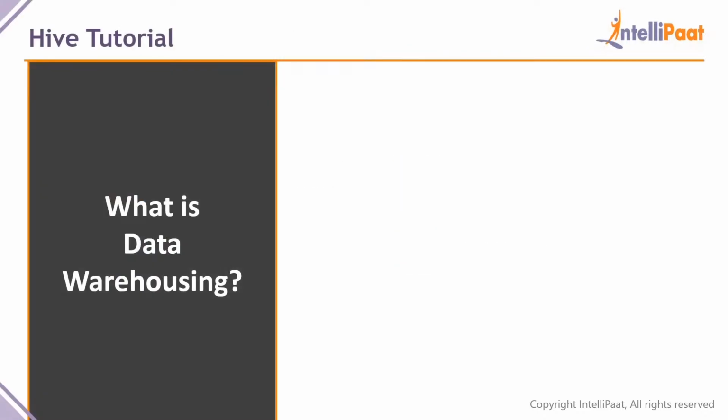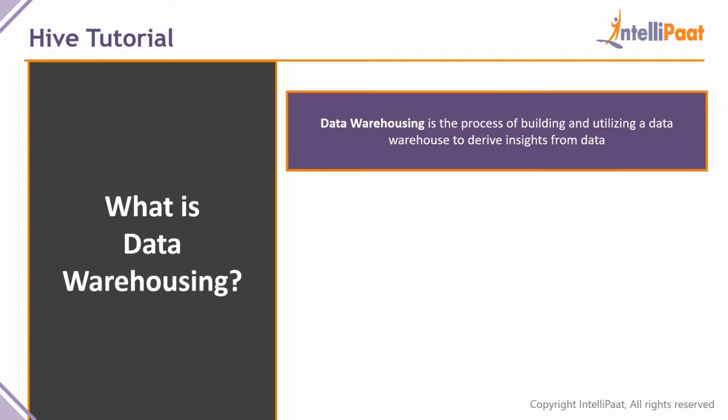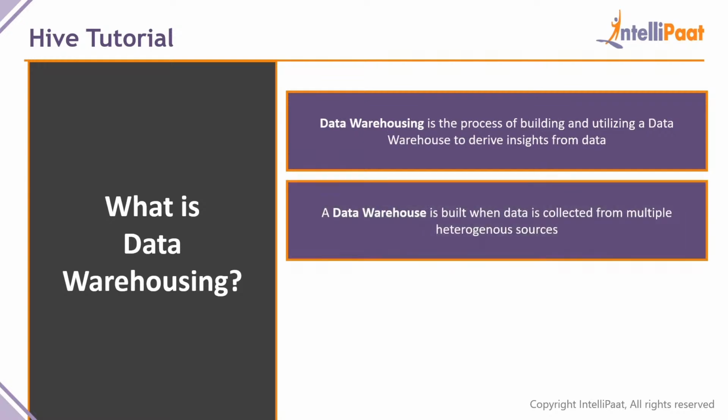So let us quickly understand what is data warehousing. Data warehousing is defined as the process of building and utilizing a data warehouse to derive insights from data that is available to you. So you might wonder, what is a data warehouse then? A data warehouse is basically built when data is accumulated or collected from multiple heterogeneous sources. That means that the data will not necessarily be coming from one source. It might be coming from various sources, but what a data warehouse will do is give you the combined view of all of that data.